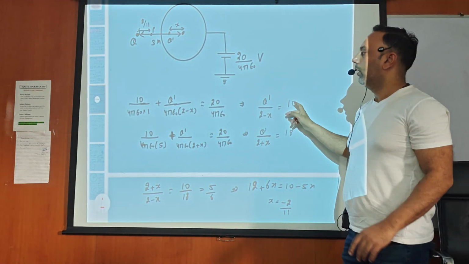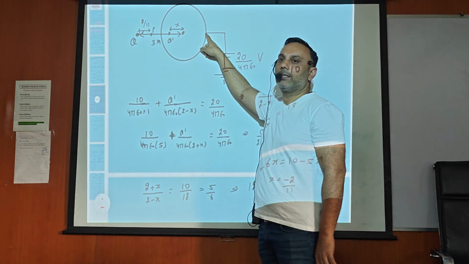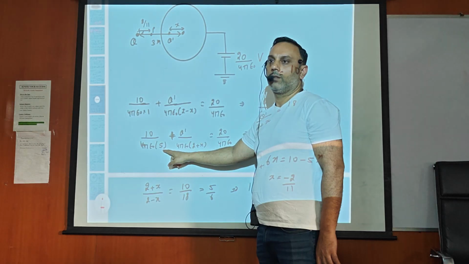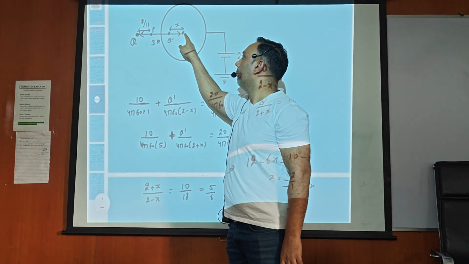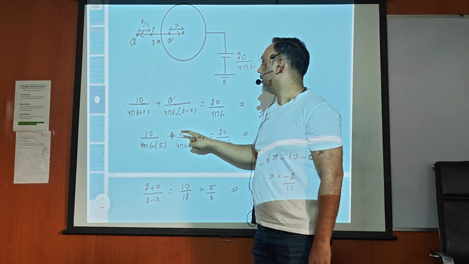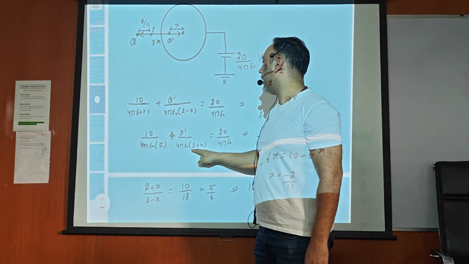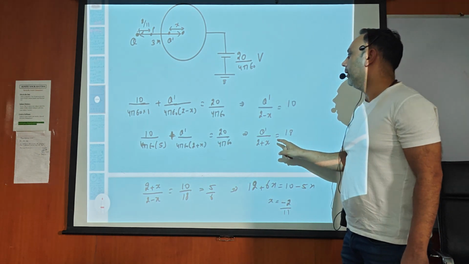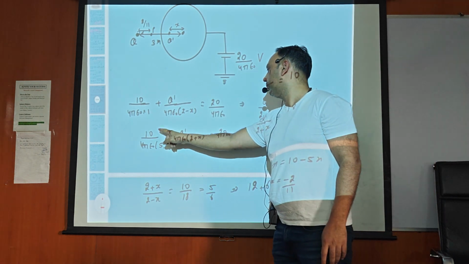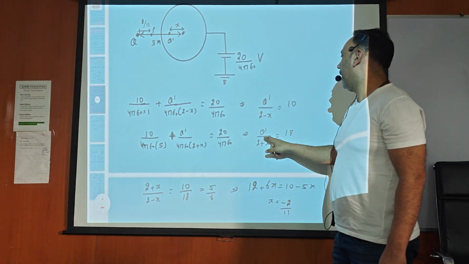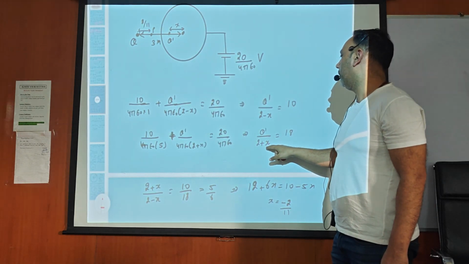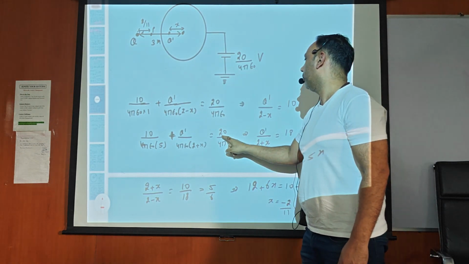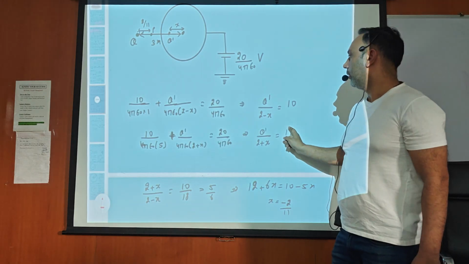Same equation you are getting? Yes, sir. Now the second equation. Here also we should get the same potential. So 10 upon 4 pi epsilon naught into 5, because this distance is 3 plus 2, which is 5, plus q dash upon 4 pi epsilon naught, this length is 2 plus x, is equal to 20 by 4 pi epsilon naught. On solving, what am I getting, beta? 10 by 5 is 2, so 20 minus 2 is 18. Same equation you are getting?